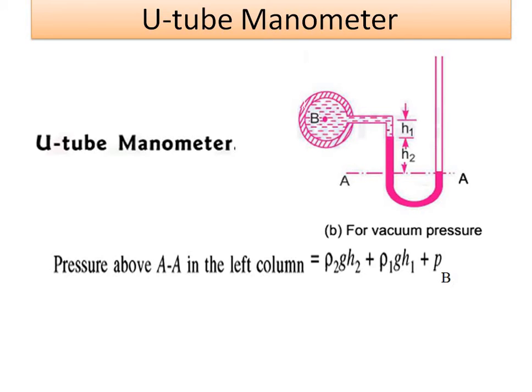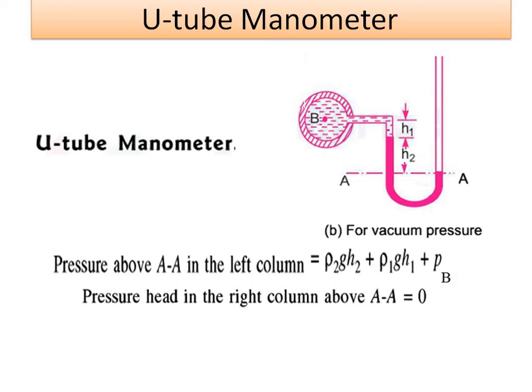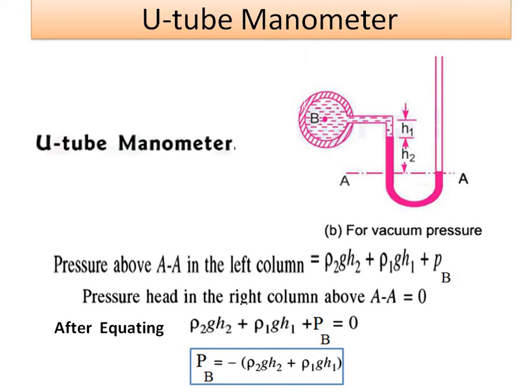Then again, according to the equilibrium condition, the pressure above the AA line in the left column is equal to ρ2 G H2 plus ρ1 G H1 plus PB, and in the right column it is equal to 0. So equating, ρ2 G H2 plus ρ1 G H1 plus PB is equal to 0, or PB is nothing but minus (ρ2 G H2 plus ρ1 G H1), and here the negative sign indicates negative pressure, that is, it indicates vacuum pressure.